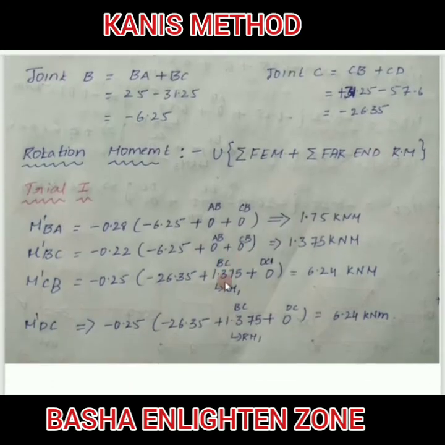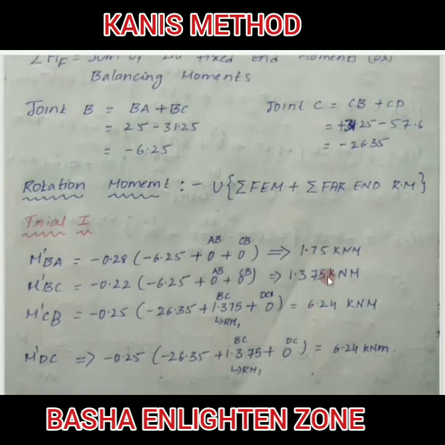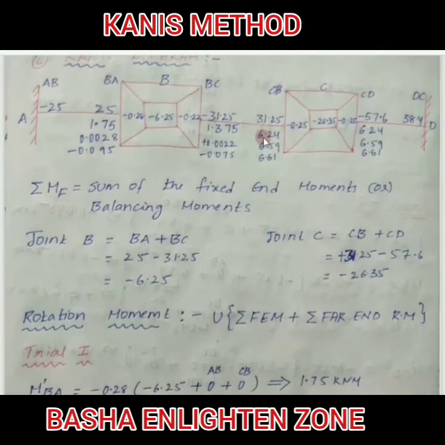Friends, see here I clearly mentioned this 1.375, which you will get at the BC position. Then that one will be rotation moment 1. In the first step in the model diagram, I wrote clearly where RM1 will come, where RM2 will come. If you are confused again, you can go and check that one. Okay, plus DC position will be 0. After simplifying this one, 6.24 will be there. So write down 6.24 immediately here.